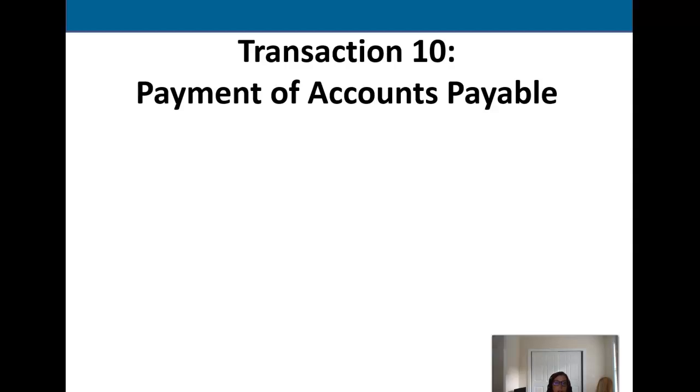We have transaction 10. Now we're dealing with payment. Well, who's paying? Us or somebody else? Well, it's an accounts payable. That's something we owe and have to pay. So we are going to be doing the payment, and what are we going to pay with? Cashola. Okay.